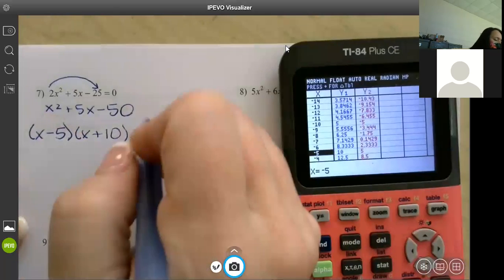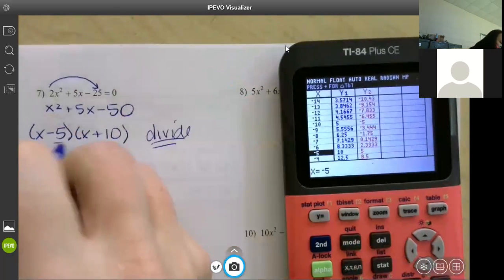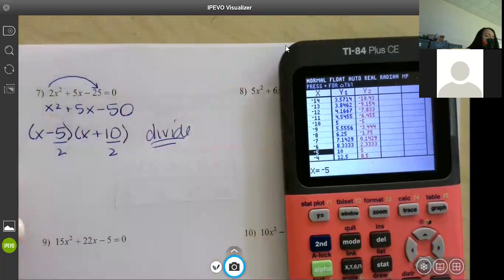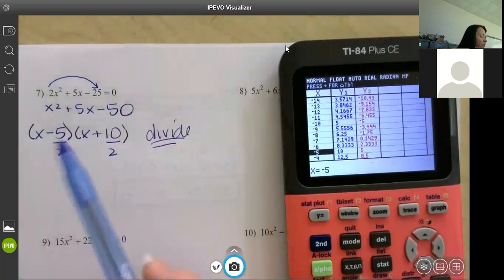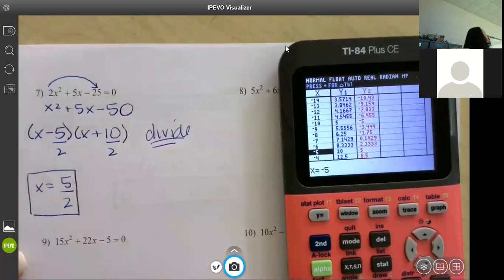Make sure I do what? What do I not forget? Divide. So I'm going to divide by that 2. If it will not reduce, we just change the sign. So 5 over 2 will not reduce. So our answer is positive 5 over 2. You can make it a decimal and that is perfectly fine. I don't care. But that's, again, one more step that you don't have to do.